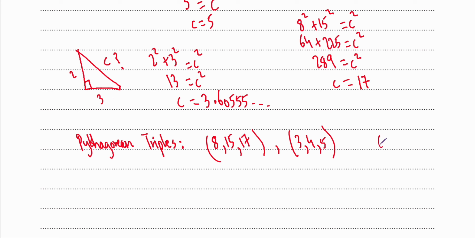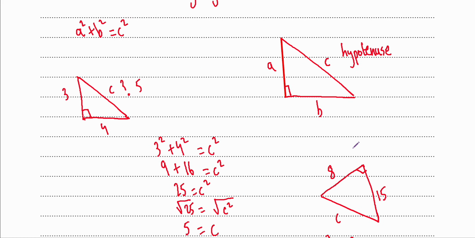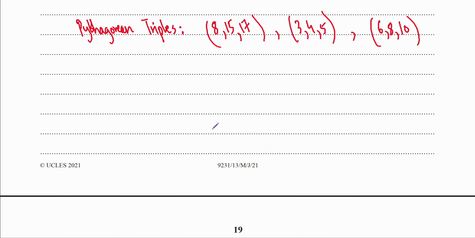Another example would be 6, 8, and 10. You can try it out. This would also work. This is also a Pythagorean triple, and you can see this right here is just 3, 4, 5 multiplied by 2. So 3 times 2 is 6, 4 times 2 is 8, and 5 times 2 is 10. And of course, if you multiply by 2, all you're doing is making this side twice as long, this side twice as long, and this side twice as long as well.